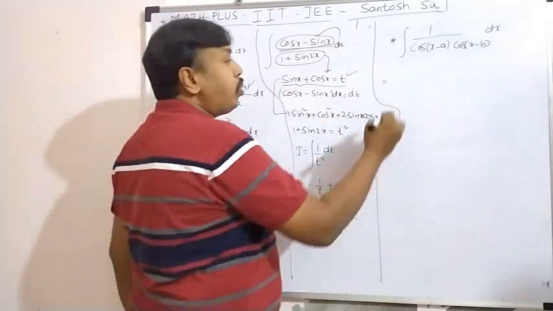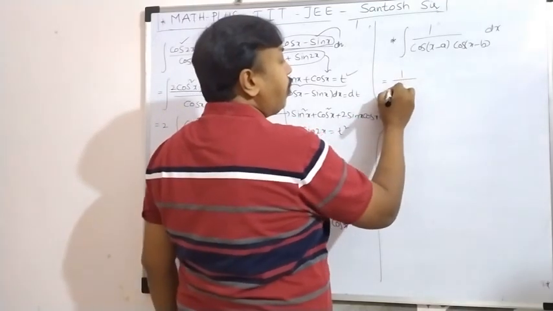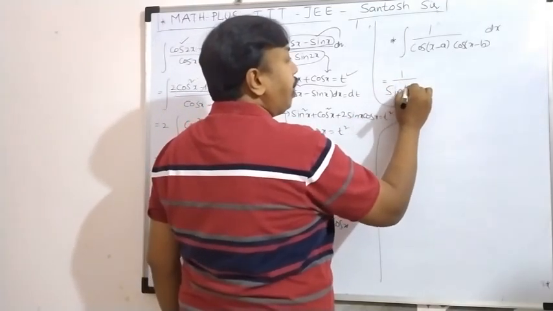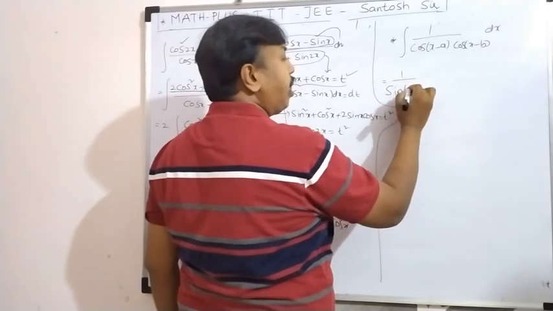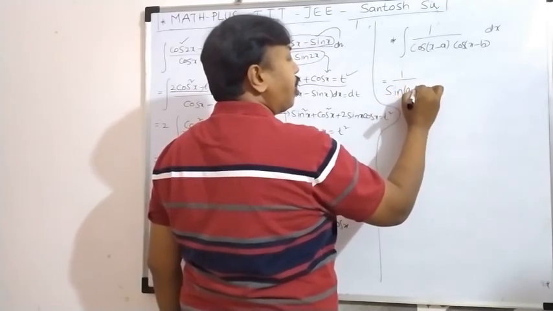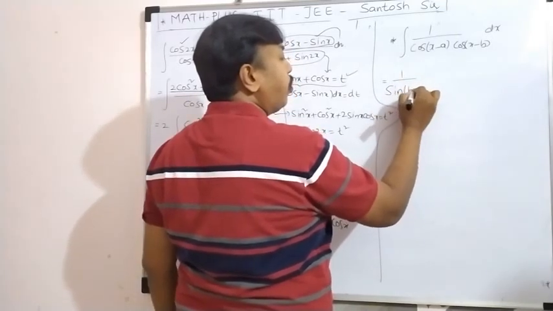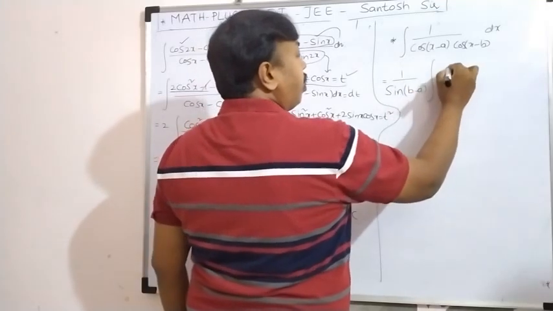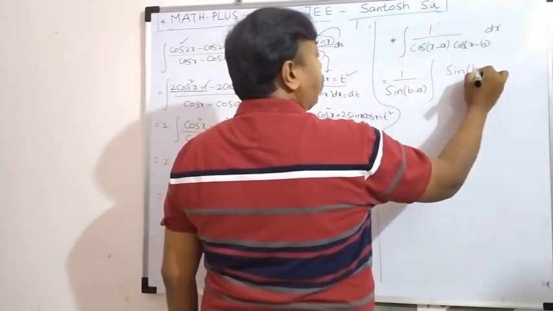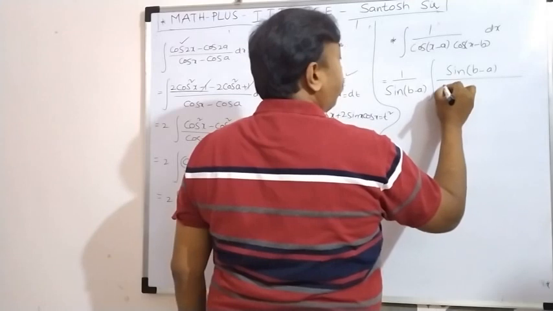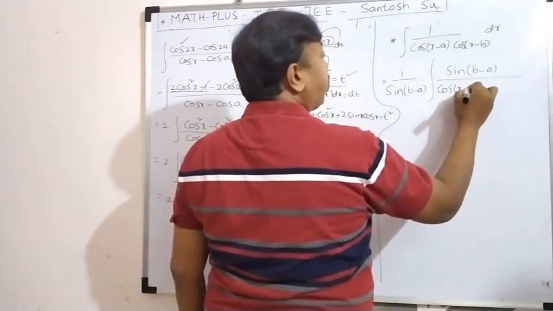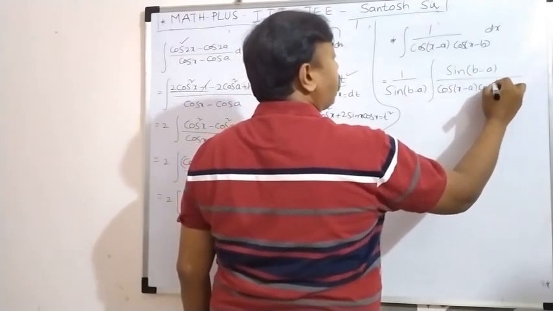So what I am going to do is multiply with sin a minus b or sin b minus a. I am writing a minus b or b minus a, whatever the function you like. Sin b minus a, this will be a little bit easy, over cos x minus a into cos x minus b.